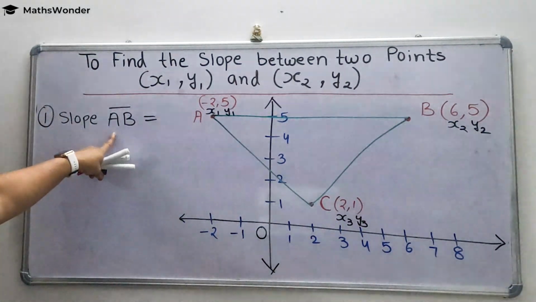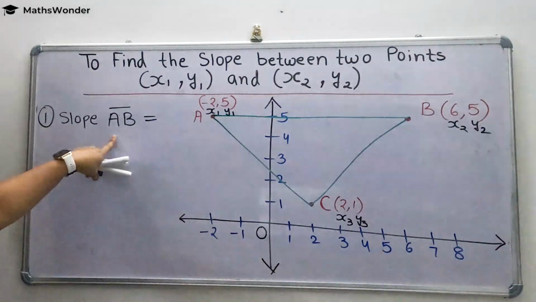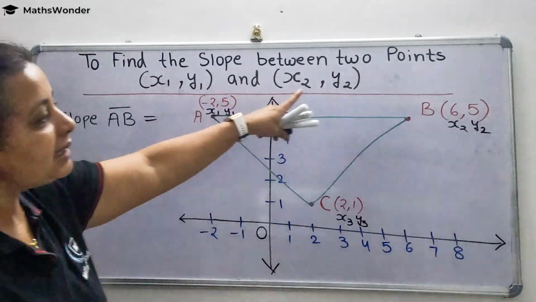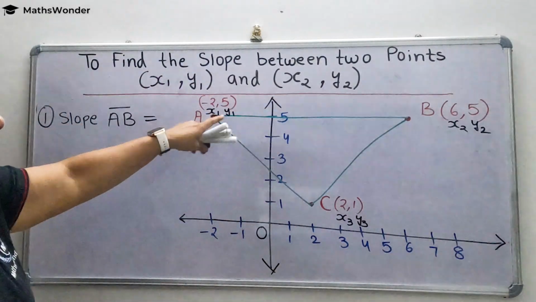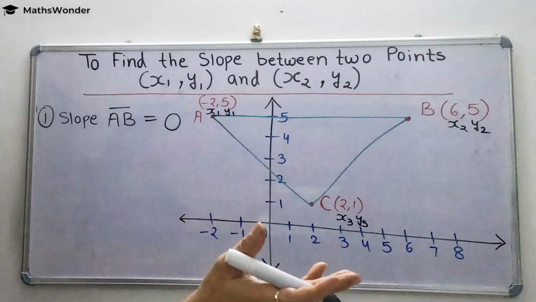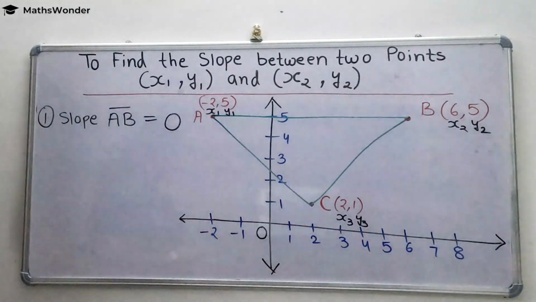So the slope of AB is (y2 minus y1) over (x2 minus x1), with y values 5 and 5. So it will give us 0, right, according to our fact. Read the first fact: the slope of any horizontal line is 0.